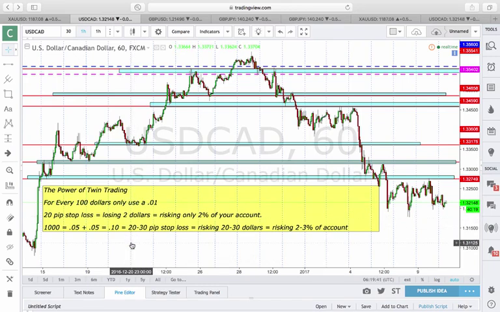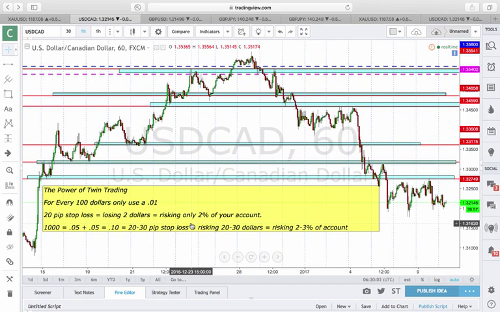Okay, the lot sizes first. For every $100, only use 0.01. The reason being is that if you did a 20 pip stop loss and you lost a trade, you're only losing $2, which means you're only risking about 2% of your account.